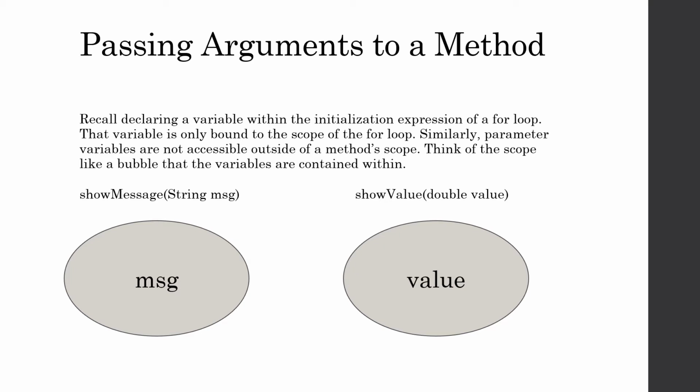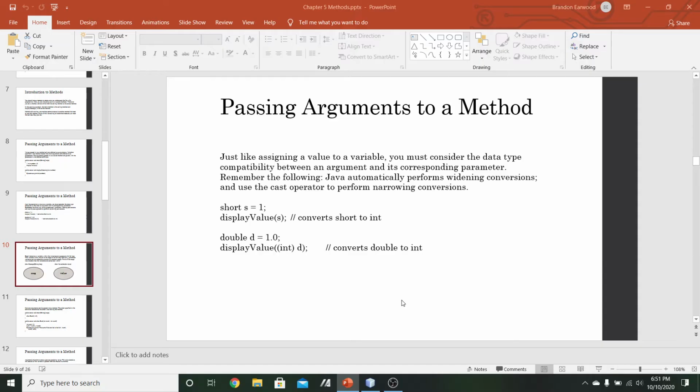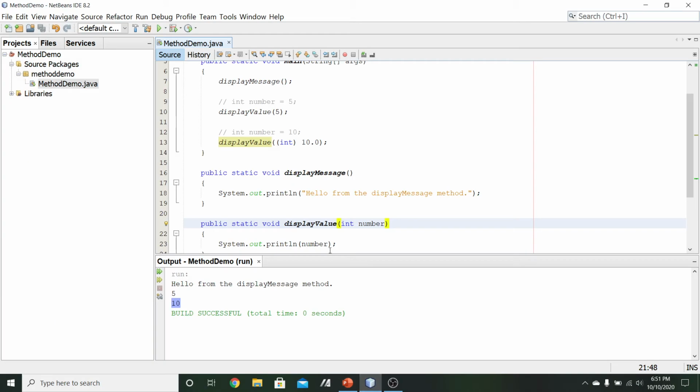You can think of the scope, as I hinted at previously, like a little bubble that the variables are contained within. If we consider show value that we have right now, the data type that we're using currently is an int. In this example, we're using it as a double. In either case, we've got this variable, and in this example that variable is called value. We can think of the show value method as being like a little bubble that we can use value inside of.